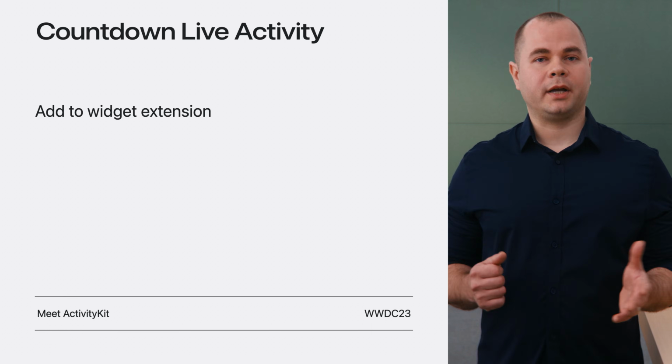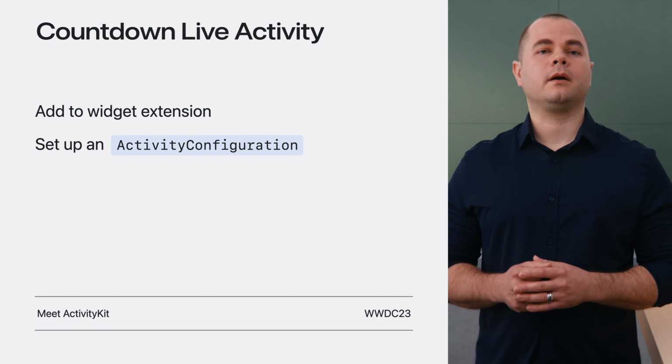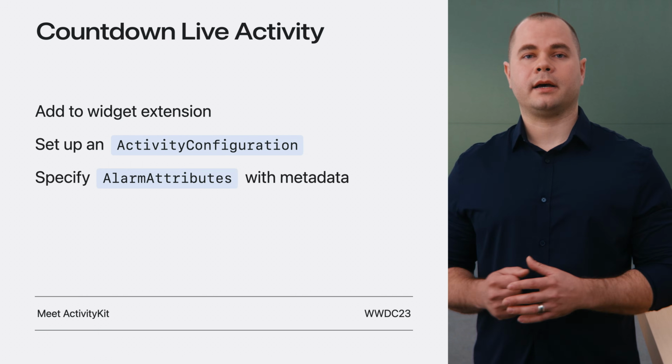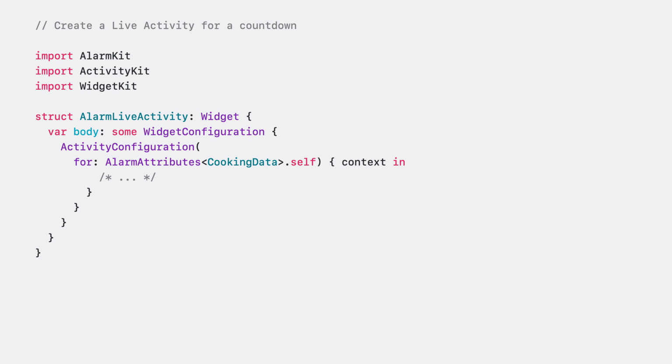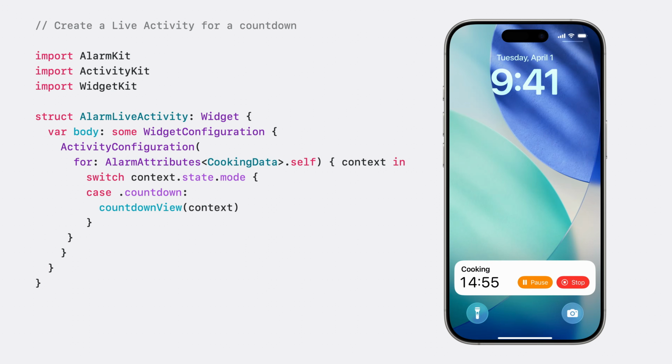You will then set up an activity configuration and specify alarm attributes with your metadata type. In this case, I can set up an activity configuration and specify that it will use alarm attributes and my cooking data metadata. I will first focus on the lock screen. My alarm countdown can be in the countdown or pause state. I provide a corresponding view for each of these states. To do that, I check the current mode of the alarm in the context object and render the appropriate view.